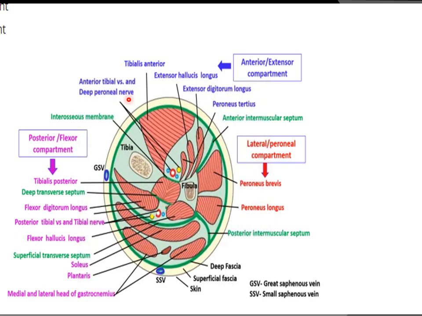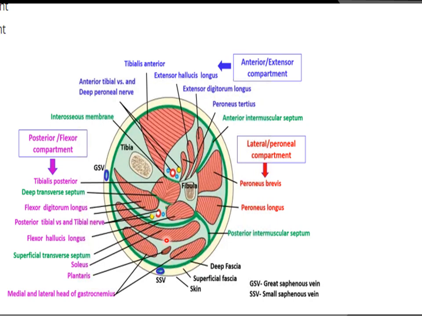Let us discuss boundaries of the posterior compartment of the leg. Anteriorly, the posterior compartment of the leg is bounded by the posterior surface of the tibia and the fibula, the interosseous membrane and the posterior intermuscular septum. Posteriorly, it is bounded by the deep fascia of the leg. As you can see here, this is the deep fascia of the leg, extending from the medial border of the tibia to the posterior intermuscular septum.